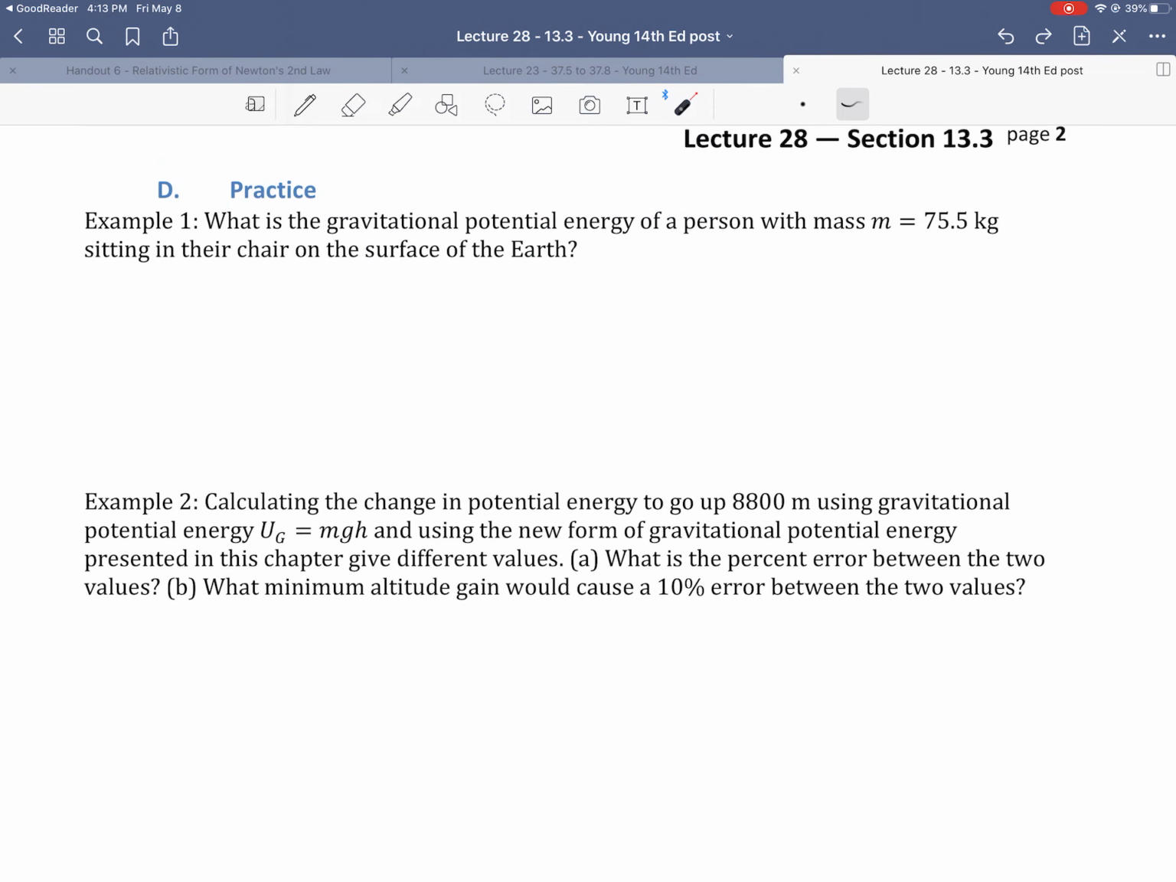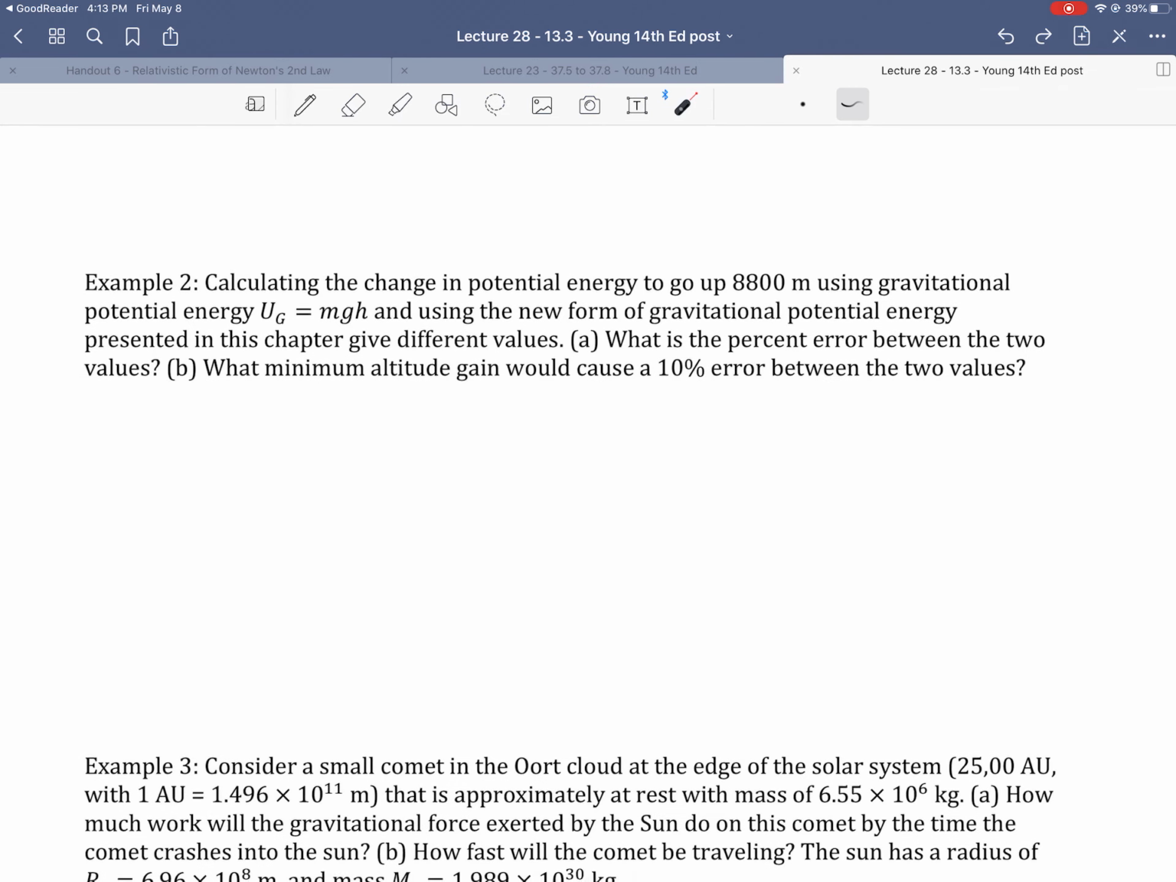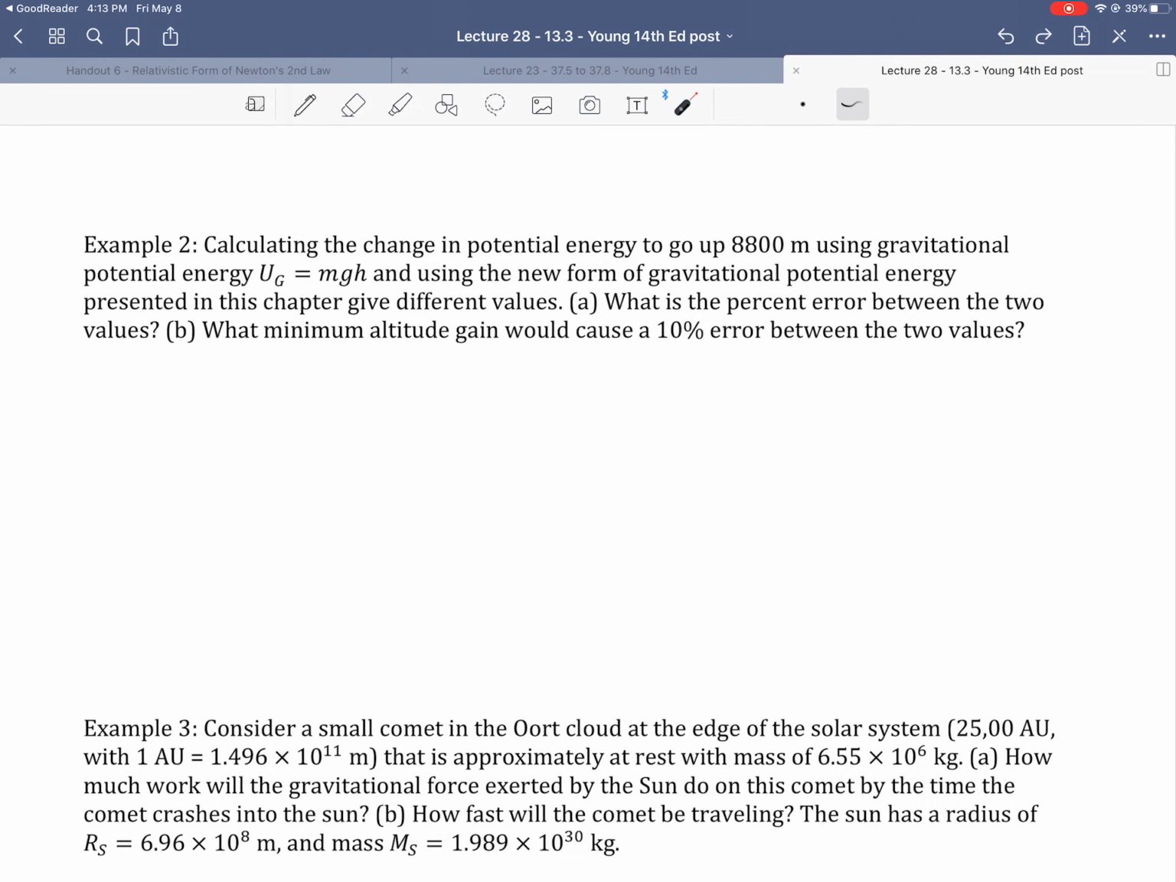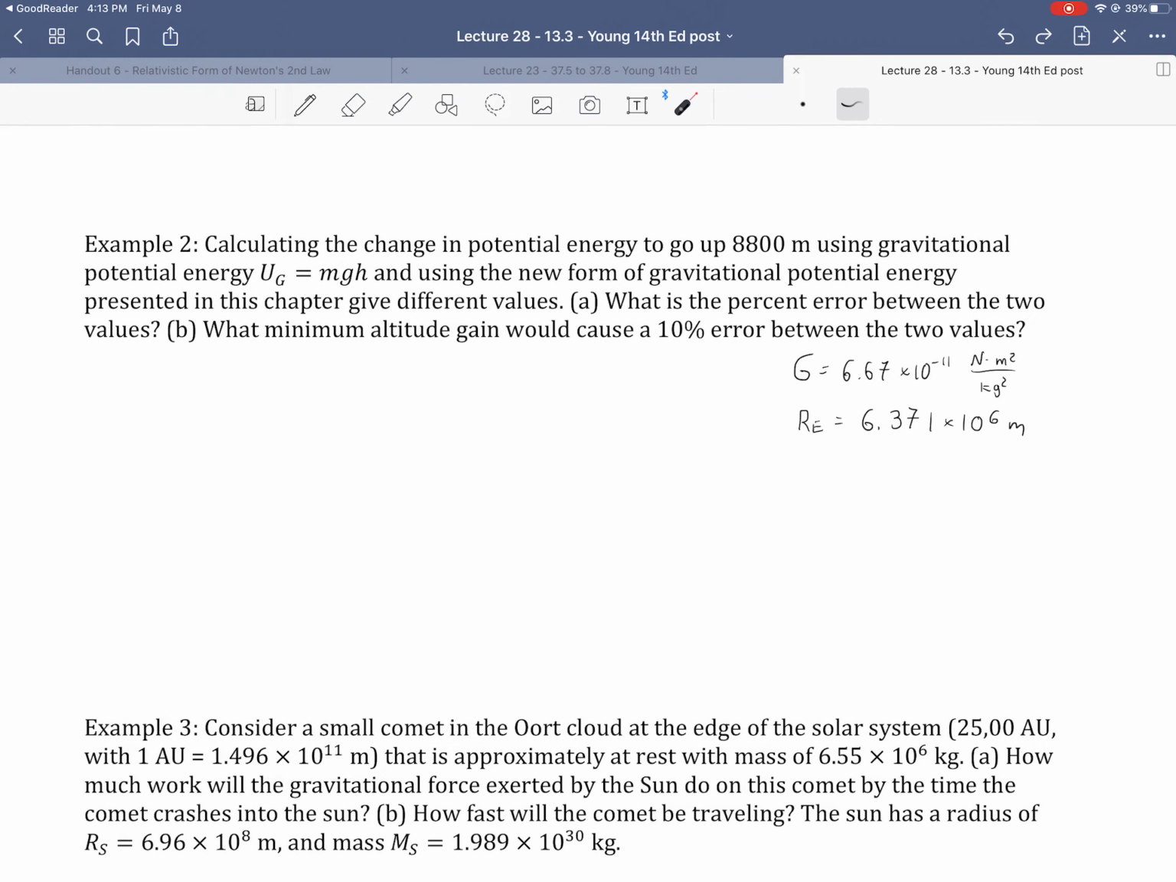All right, so example 2, I'm leaving example 1 for you, just a straightforward calculation. I want to make sure that you can see the number for yourself of being in a gravitational well. All right, so calculate the change of potential energy to go up 8,800 meters using gravitational potential energy, mgh. And then using the new form of gravitational potential energy presented in this chapter, okay? They give different values, right? They should, they're not going to be in agreement with each other. What is the percent error between the two values?